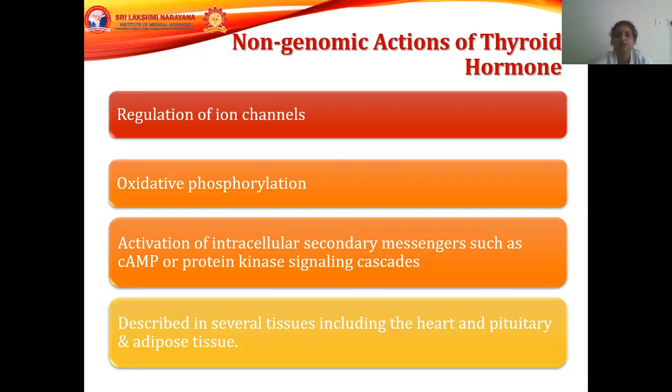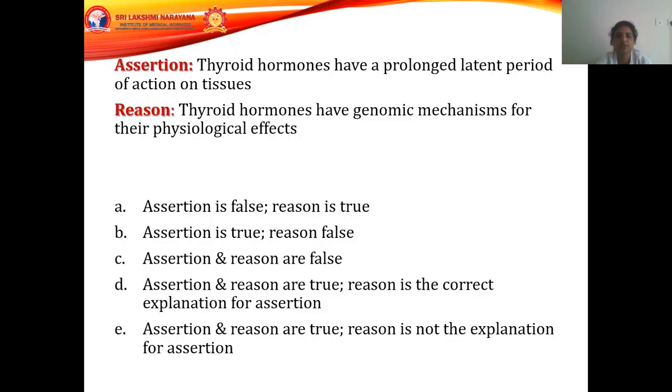Coming on to the non-genomic actions of thyroid hormone, this helps in the regulation of ion channels by the production of different types of ion channels, because they are all proteins. It also helps in oxidative phosphorylation, and in activation of intracellular secondary messengers such as cyclic AMP and protein kinase signaling cascades. It is also described in several tissues, including the heart, the pituitary and the adipose tissue.